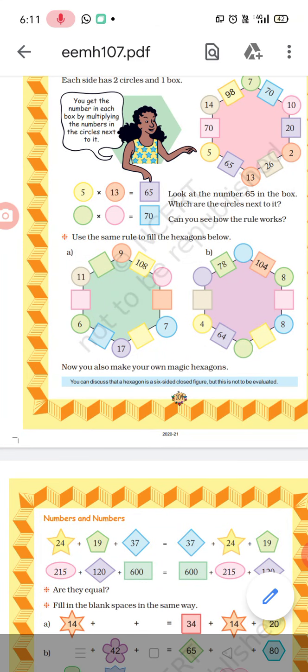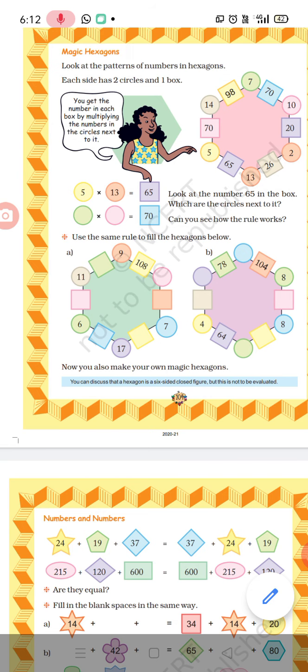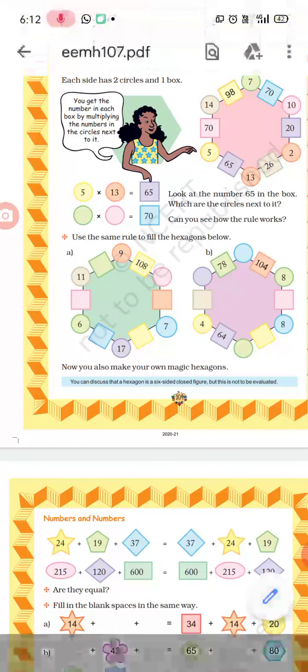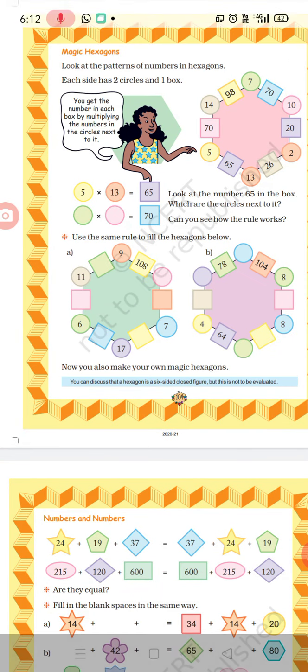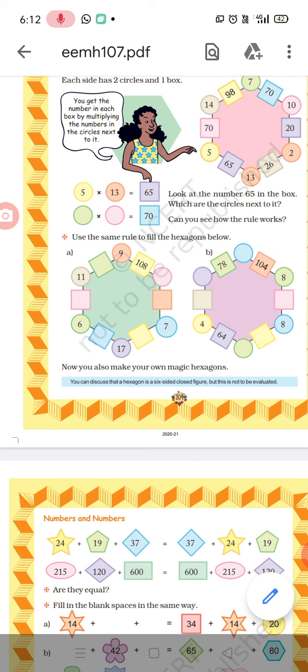Okay, after that there are numbers and numbers. According to you, see here, the first one is 24 plus 19 plus 37 is equal to 37 plus 24 plus 19. You can see that here the numbers are 24, 19, 37. यहाँ पे जो नंबर्स है वो सिर्फ आगे पीछे हैं, राइट.